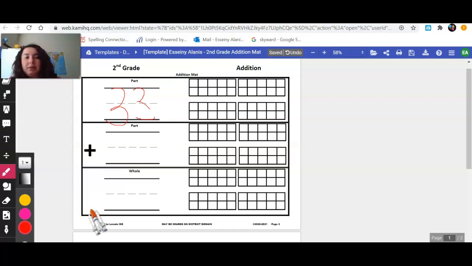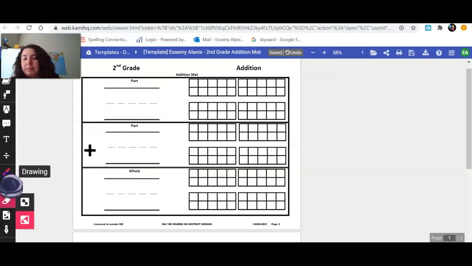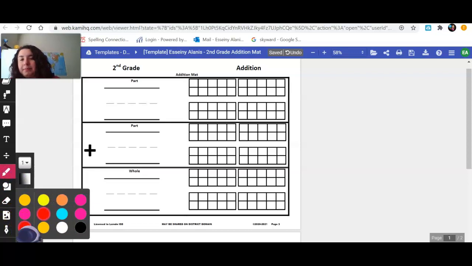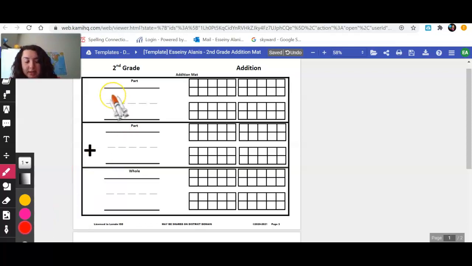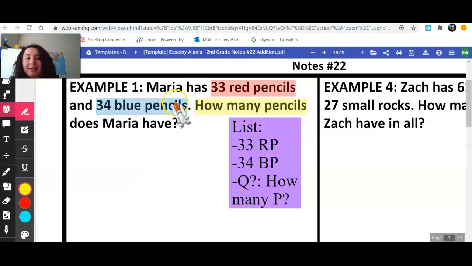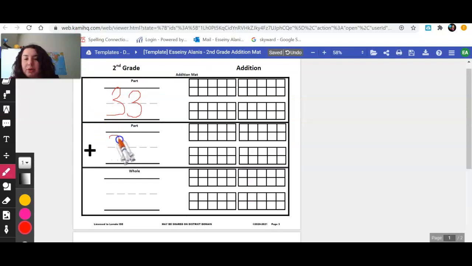Let me check if my pen works. Okay, no, my pen's not working. I'm going to try to make it as nice as possible. 33 red pencils, and then I go back to the question. I have 34 blue pencils. So in the next one, I'm going to put 34 blue pencils.